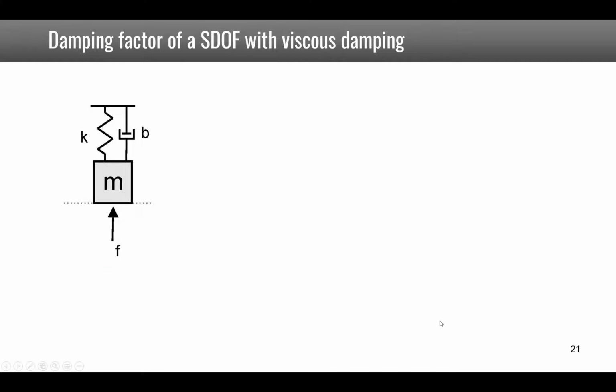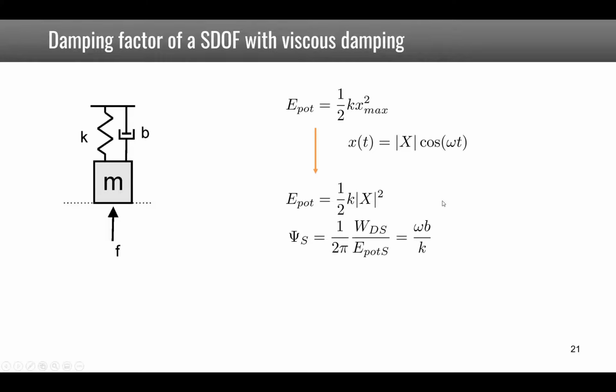We now need to compute the maximum strain energy, which here is given by 1/2 times the stiffness of the spring times x max squared. So if x is given by this formula, then the maximum is the modulus of x, and this is the potential energy. We can then write psi s as 1 over 2 pi times the ratio of these two quantities, and we get the simple expression psi s is omega b over k.